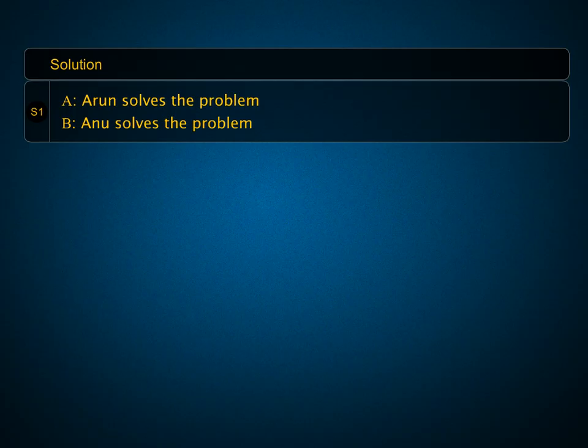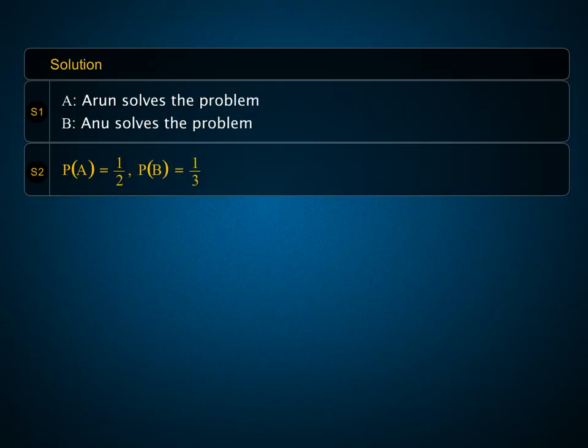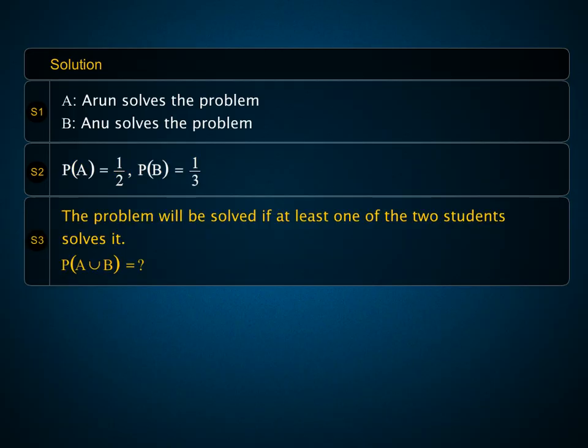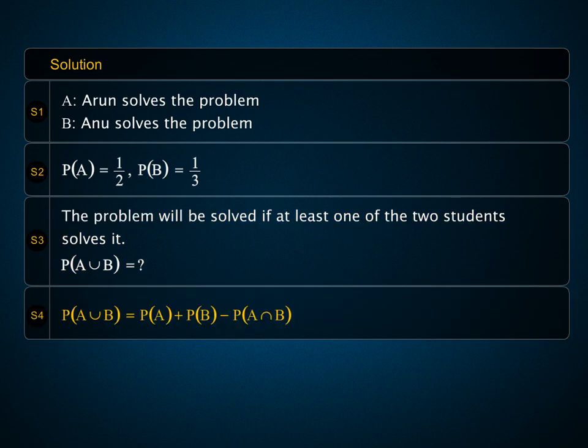Let A be the event that Arun solves the problem and B be the event that Anu solves the problem. The probability of A is equal to 1 divided by 2 and the probability of B is equal to 1 divided by 3. The problem will be solved if at least one of the 2 students, Arun or Anu, solves it. That is, we need to find the probability of A union B. We will use the addition theorem of probability to find it.